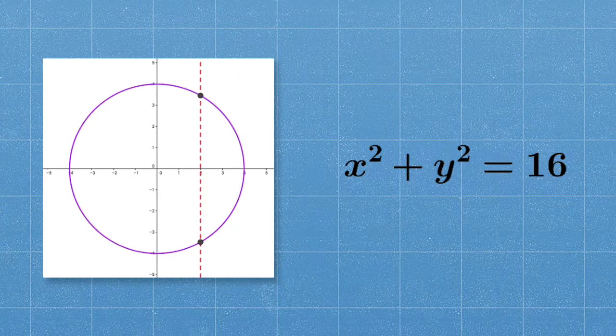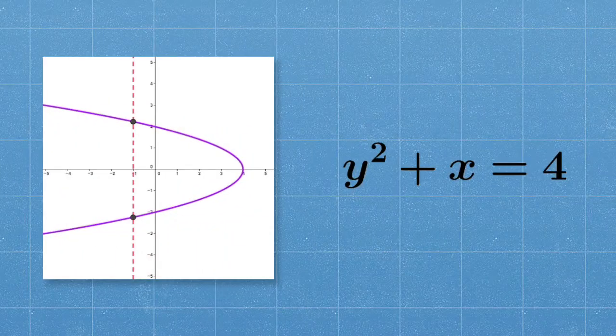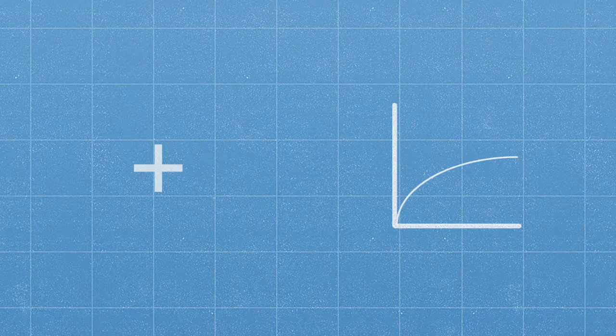We just saw two examples of graphs which were not functions. For instance, this is a circle given by the equation x squared plus y squared equals 16. And this is a parabola given by the equation y squared plus x equals 4. In both cases, you could determine algebraically and graphically that those relations were not functions.